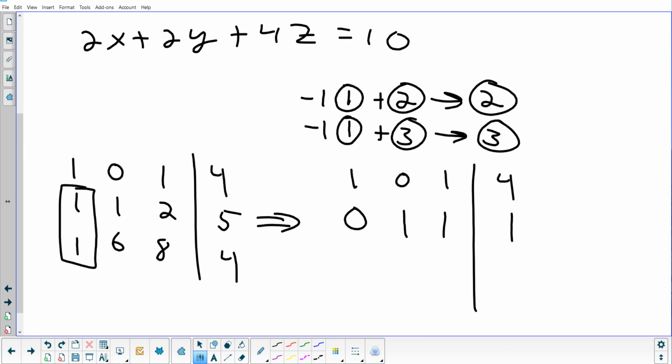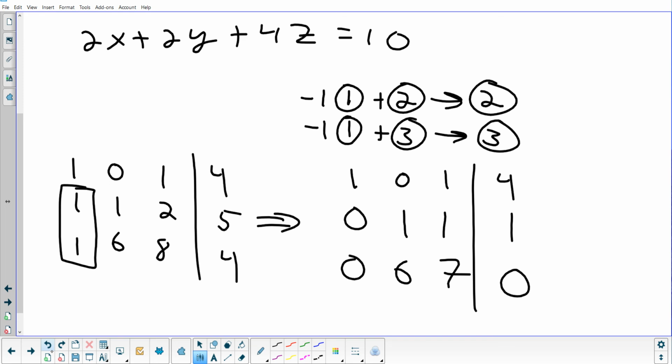Multiply by negative 1 and add to row 3. Okay, so 1 times negative 1 plus 1 is 0. 1 times negative 1 here plus 6 is 5. 1 times negative 1 plus 8 is 7. 4 times negative 1 plus 4 is 0. Okay, now there is something that happened here that is helpful: we ended up with a 1 right there. That's what you want to do next, and it's already done for you. So we have a 1 in row 2, column 2.